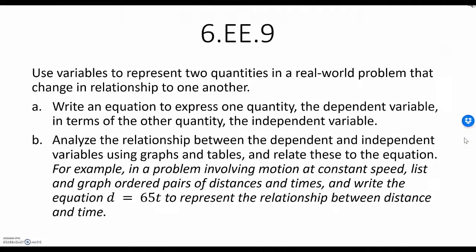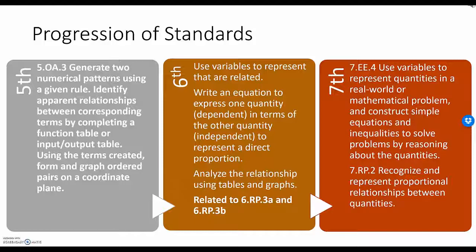In 6th grade standard EE9, students extend their work writing one variable equations to two variables in order to describe relationships between two quantities. In previous grades, students have described relationships or patterns in a table and graphed ordered pairs. Now students formally describe relationships with an equation.